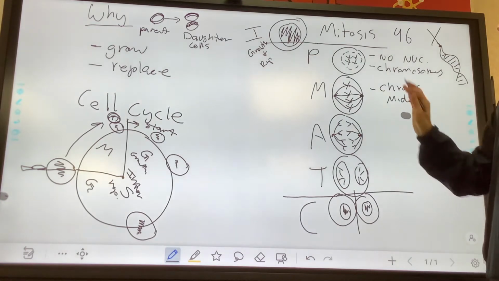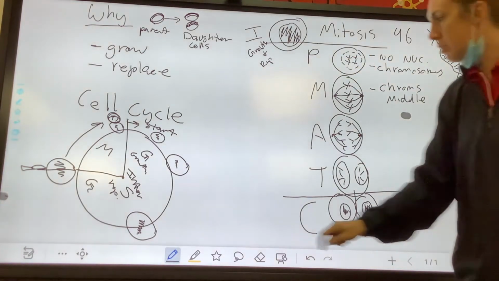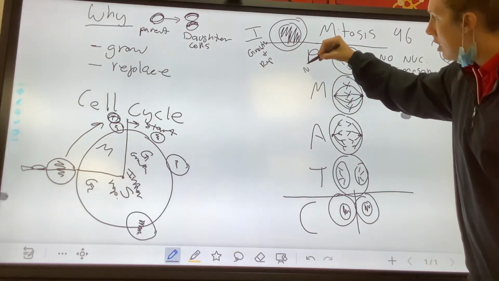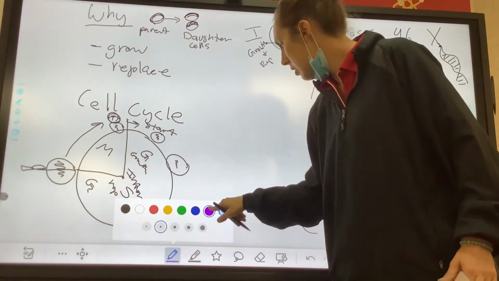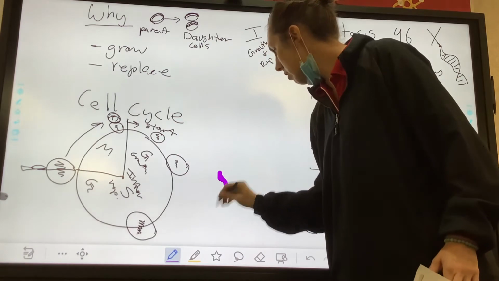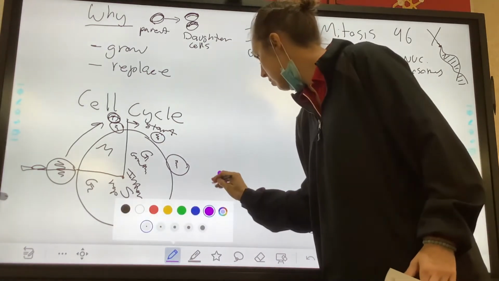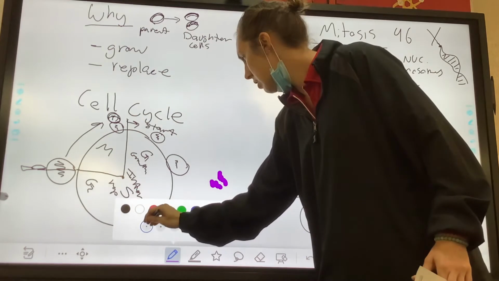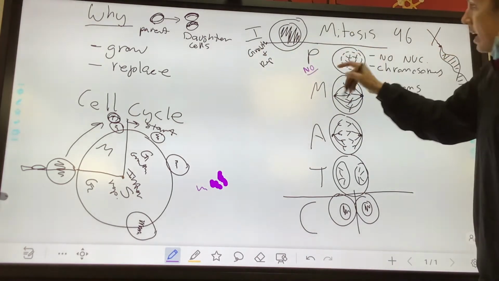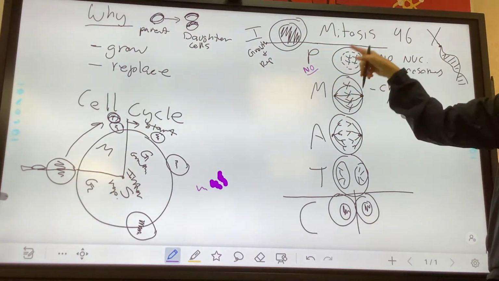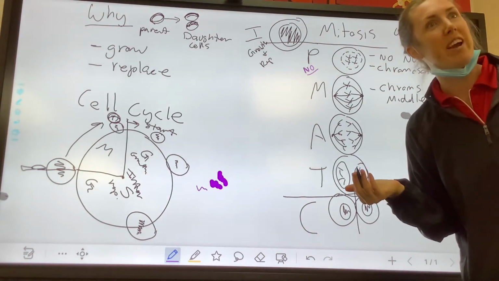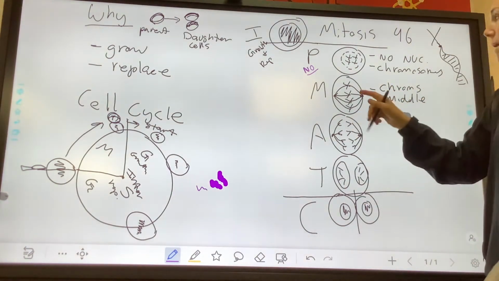Okay, this is how I remember prophase. I'm going to do this in a different color, purple. Okay, the reason why I call it no, I call it no nucleus. That's kind of like what a prokaryote is too, right? No. Okay. Meta, middle.